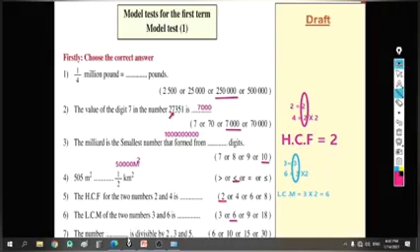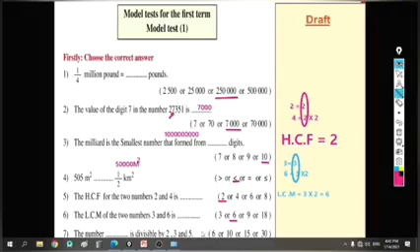Question number 7. The number is divisible by 2, 3 and 5. We want to see which of the choices is a multiple of 2, 3 and 5. We go back to divisibility: any even number is divisible by 2. If the sum of the digits is divisible by 3, then the number is divisible by 3. And for the divisibility of 5, if the unit's digit is 0 or 5, then the number is divisible by 5.